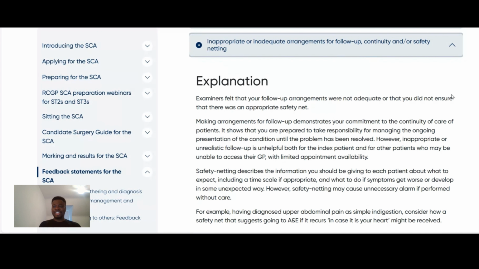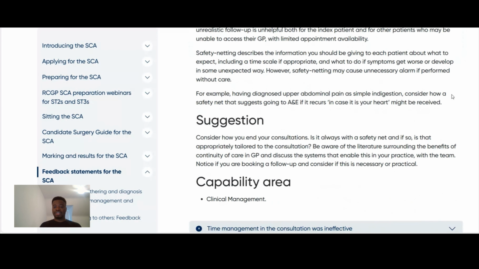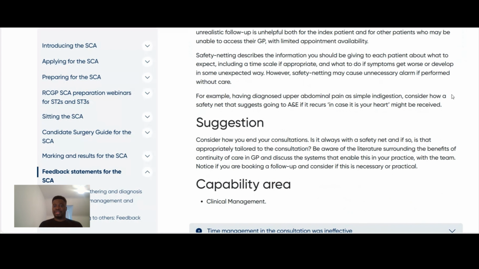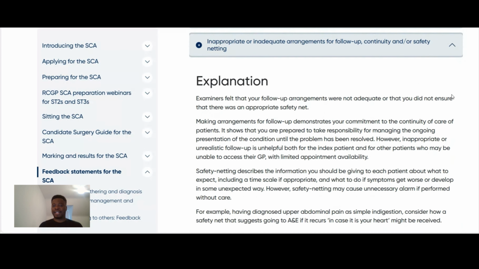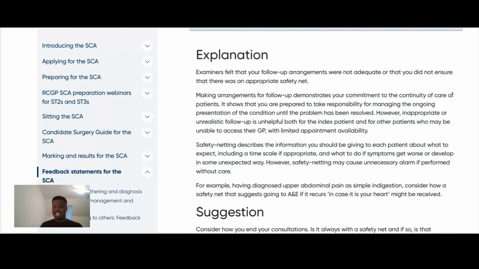The second one is continuity, especially but not limited to chronic illnesses alone. A clear communication, clear plan that the patient readily understands needs to be made. If this isn't made, the examiners will be forced to pick that feedback statement. And the suggestion to do this is to always take into account how you end your own consultation. Record your consultation. How do you end them? Do they need changes? Do you end them with safety netting? Do you end them with a clear plan for follow-up and continuity or not?